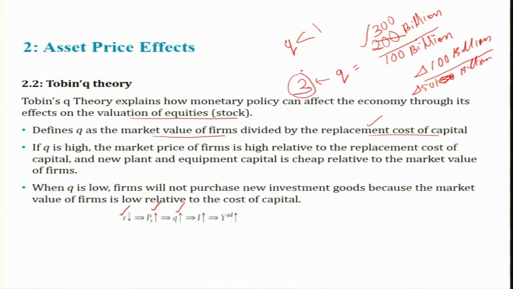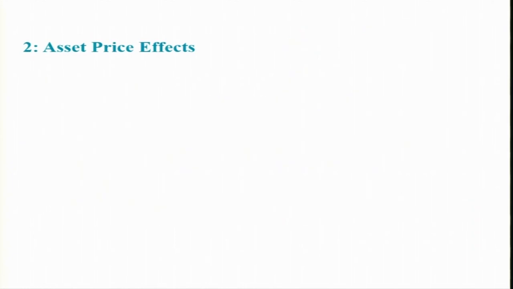Then obviously, it is clear to you that the firms will increase their investment activities, which means investment will increase, aggregate demand will increase, and GDP will also increase. The overall level of economic activity will increase. So, this is through the Tobin's Q ratio. This is the schematic pathway of how expansionary monetary policy would lead to an increase in economic activity through the Tobin's Q ratio. Then comes the wealth effects.